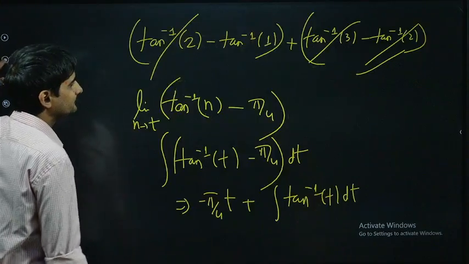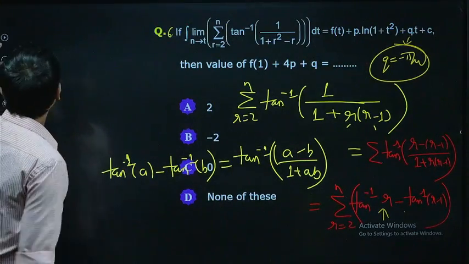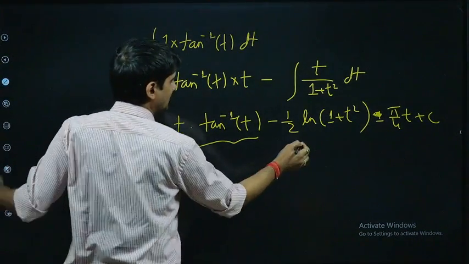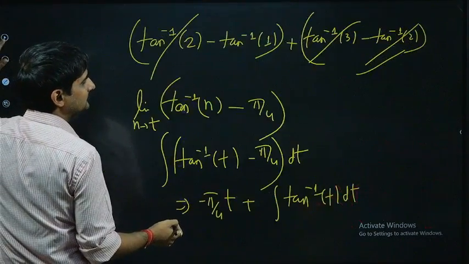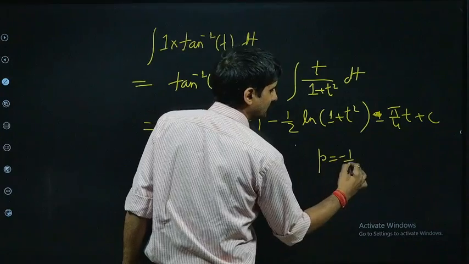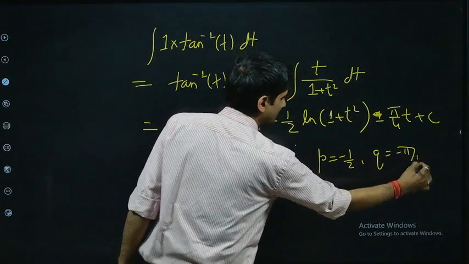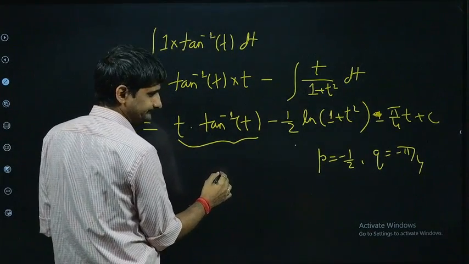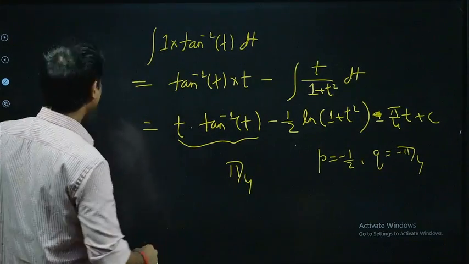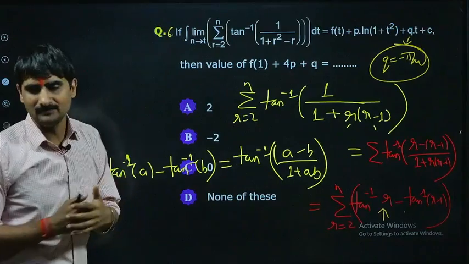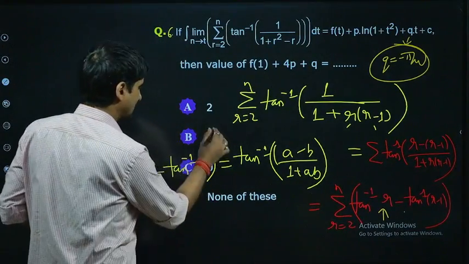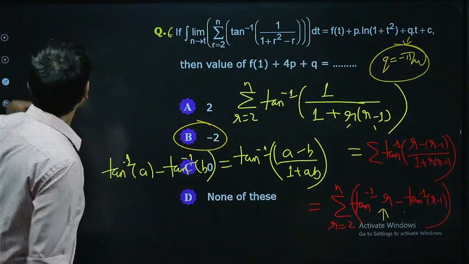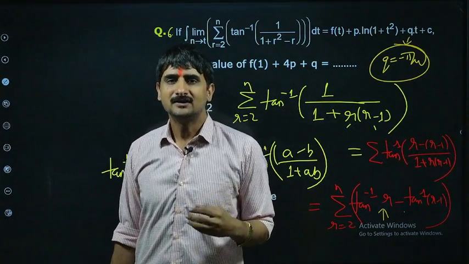Let's compare it. So f of t, so f of 1 is, okay, so that's your f of t in that case if you compare it, and then this is our p times, so p is minus half, q is minus pi by 4, and f of 1 will be tan inverse of 1, so it's pi by 4. Okay. So what do we need? We need the value of f of 1 plus 4p, which is pi by 4 minus 2. So the answer should be minus 2 because pi by 4 minus pi by 4 gets cancelled.